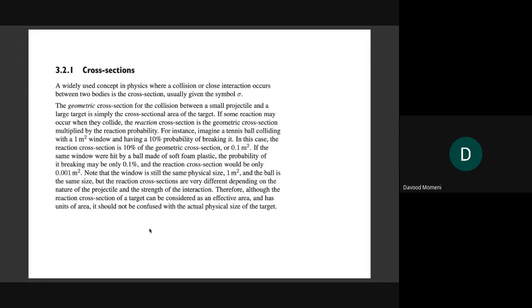The problem here is that when the particles want to enter the fusion reactions, before they start the fusion or even during that, they will collide with each other. So you will have something called reaction cross sections. Reaction cross section is the geometric cross section multiplied by the reaction probability. What does it mean?